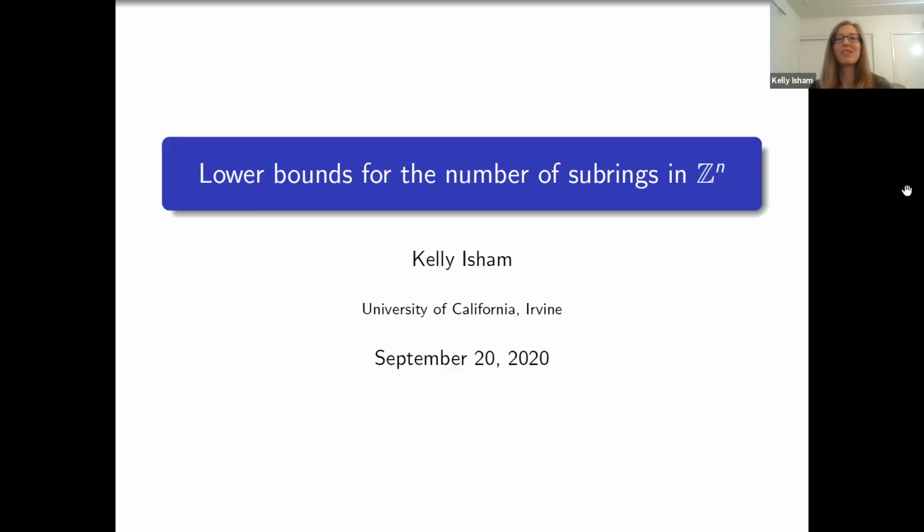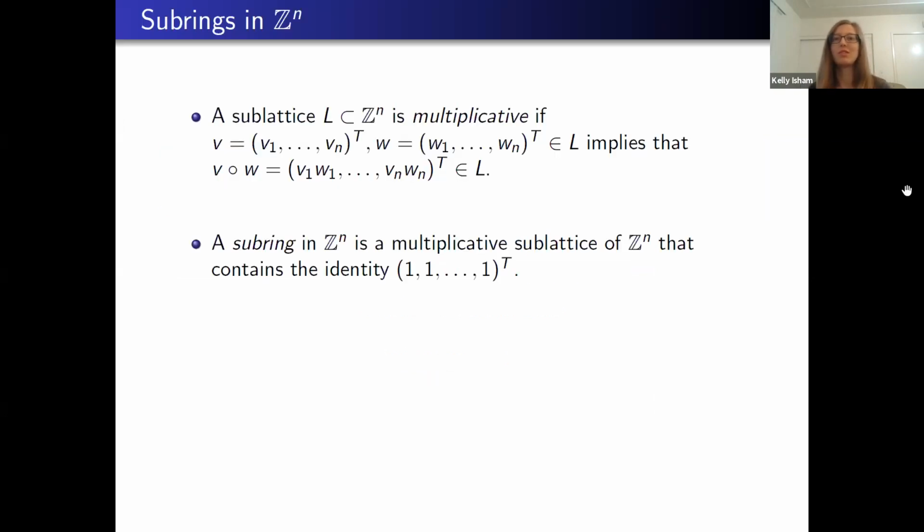So yes, I'll be talking about lower bounds for subrings in Z^n. To start, let's define how we'll think about subrings for this talk. A sublattice L in Z^n is multiplicative if we take two elements in the lattice, multiply component-wise, and that corresponding element is back in the lattice. And so we'll say a subring in Z^n is a multiplicative sublattice that contains the identity.